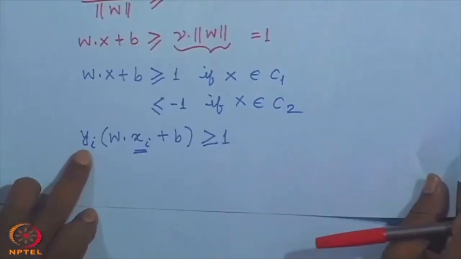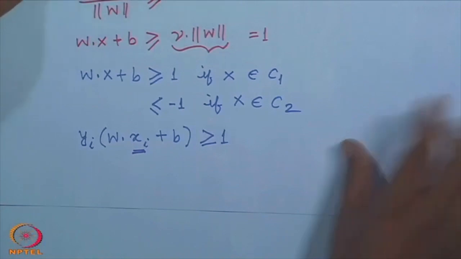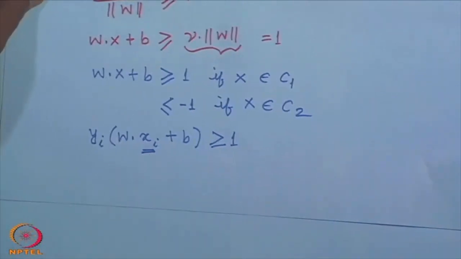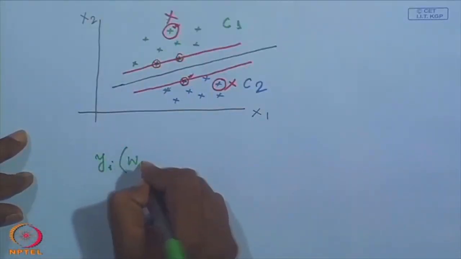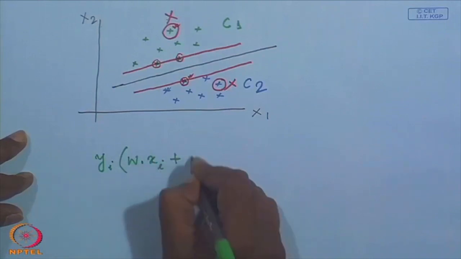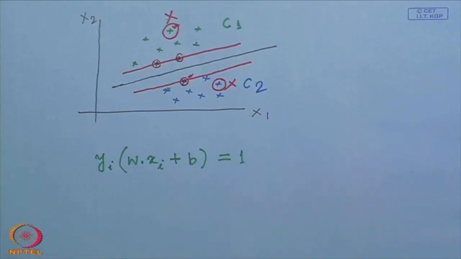So that is why I said that yi into w dot xi plus b will be equal to 1 when xi is a support vector. So I have yi into w dot xi plus b equal to 1 if xi is a support vector. This equality holds only for the support vectors.